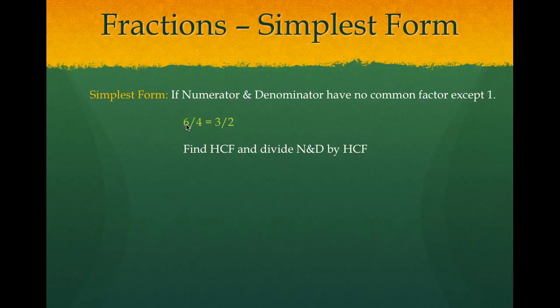So the HCF between 6 and 4 is 2. So we'll divide 6 and 4 by 2. We'll get 3 by 2. So 3 by 2 is the simplest form of this fraction. Now let's see how do we compare fractions.